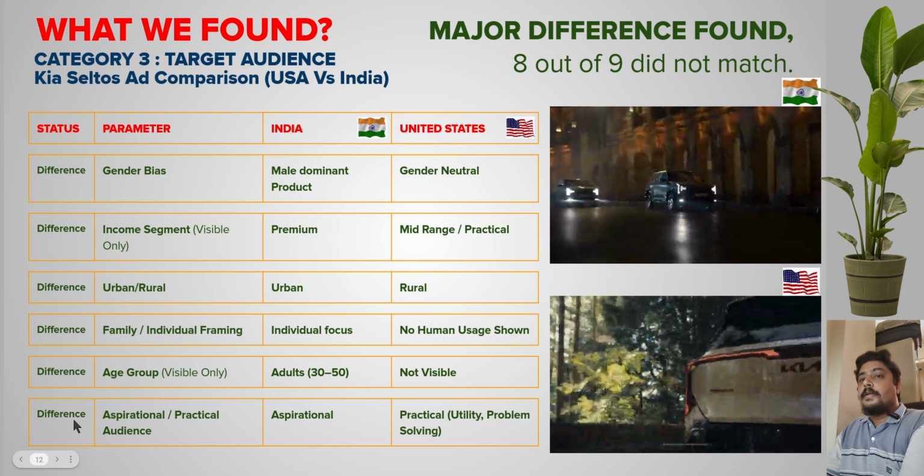So now the next parameter in the target audience is aspirational or practical audience. In India it's targeting an aspirational audience, but in the United States it's targeting a practical, utility, problem-solving based audience. The next parameter in the target audience is whether the ad is targeting new buyers or existing buyers.